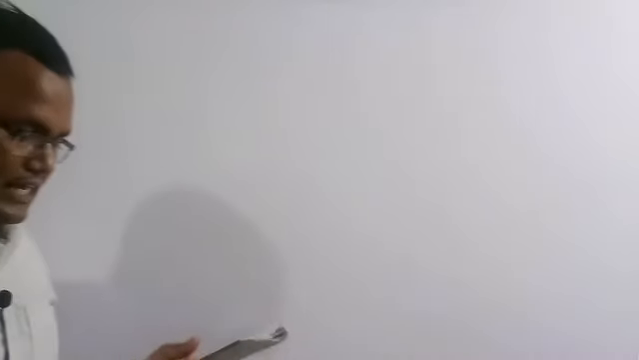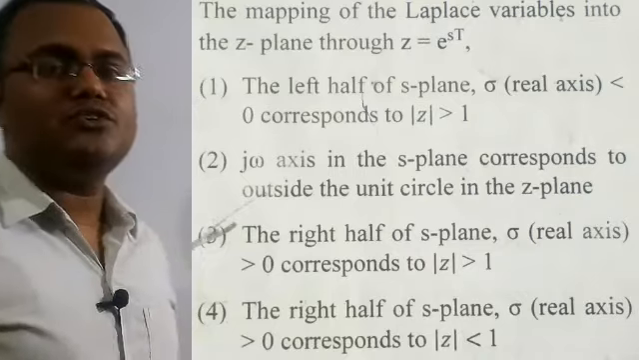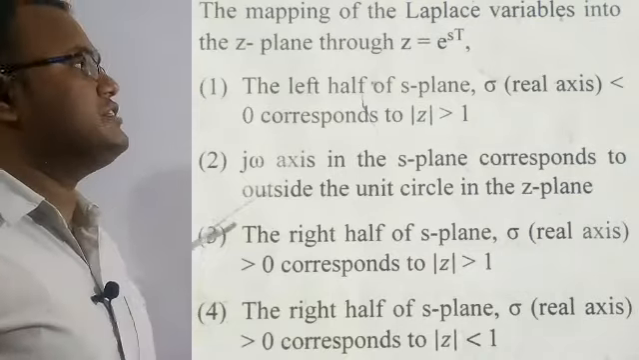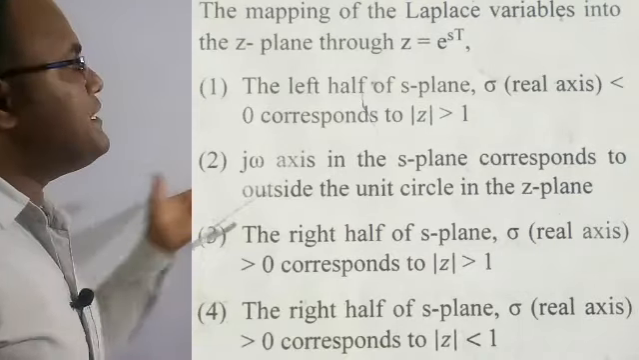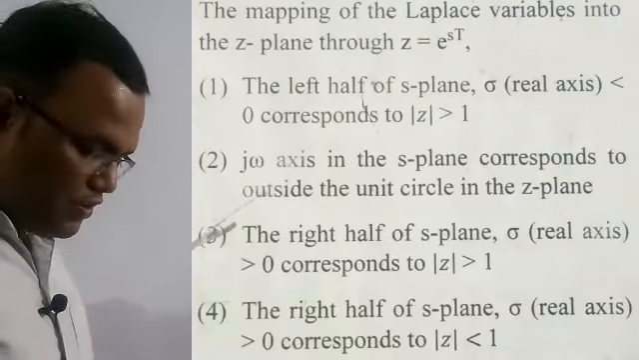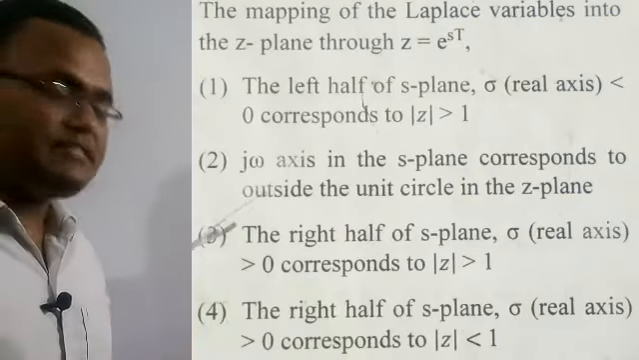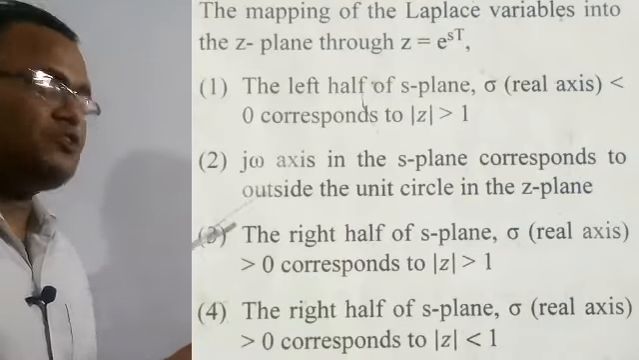So now we are going to solve the last question of this lecture, the 8th question. See the question here. The mapping of the Laplace variable into the z plane through z is equal to e to the power of sT. So now what we are going to do is map from the s plane to the z plane. What is the relation between the s plane and the z plane? Out of the 4 options, option C: the right half of the s plane, where sigma, the real axis, is greater than 0, corresponds to modulus greater than 1.